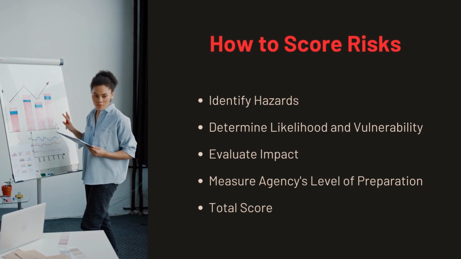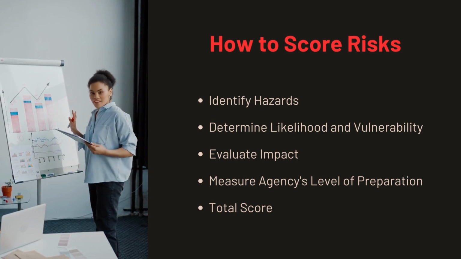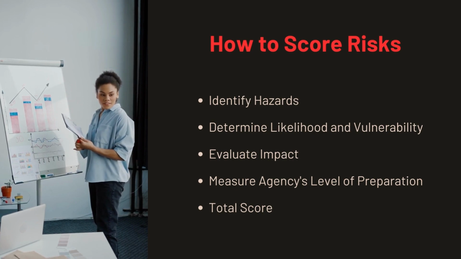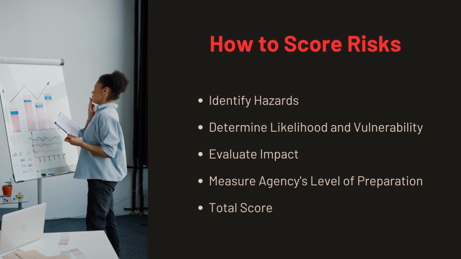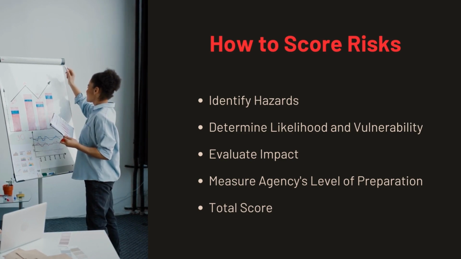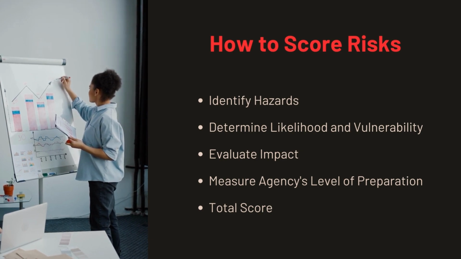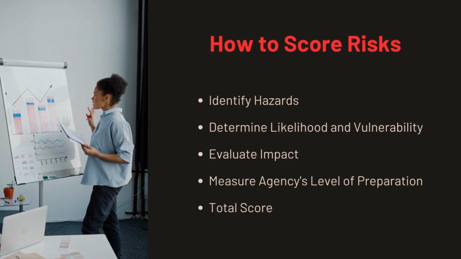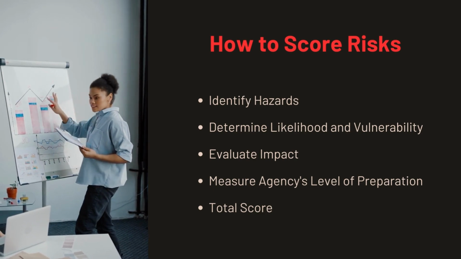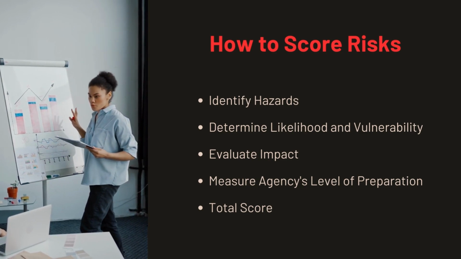Here's how it works. First, identify the potential hazards that could affect your organization or community. These can include natural disasters like hurricanes or man-made events like power outages. Second, measure the probability and vulnerability of each hazard. Assign scores for each category: high, moderate, or low risk. Each level corresponds to a score from 1 to 3.